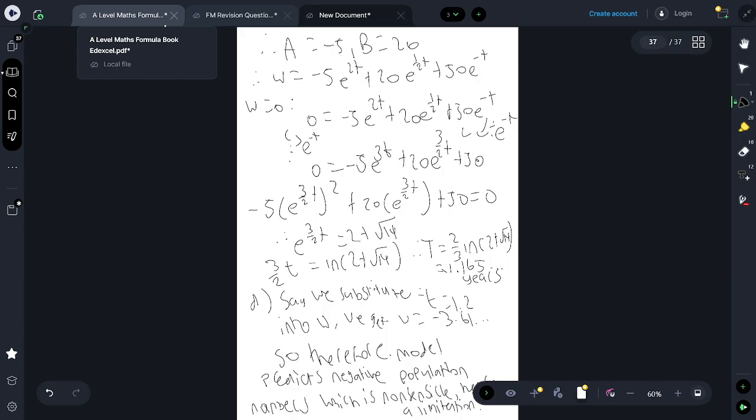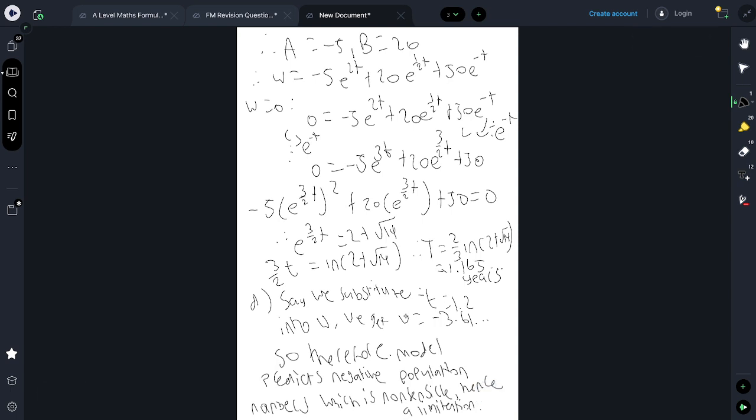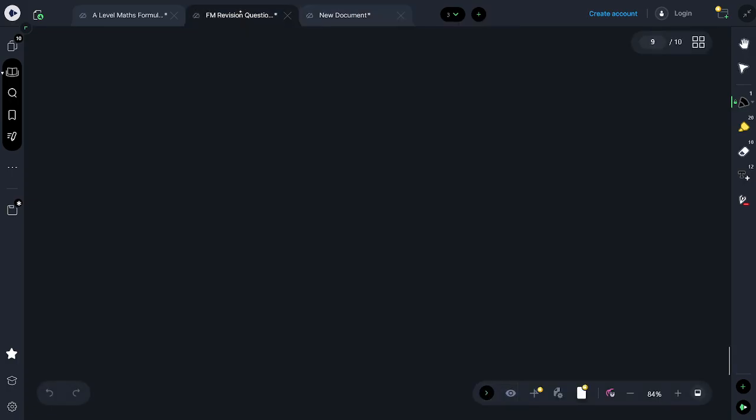When the white crayfish has died out, the model will no longer be valid. So yeah, when t is bigger than this 1.165, then apparently the model goes into a negative. So apparently you get negative volume amounts. Anyway, that's the whole paper done. There we go. We got there. I am going to leave that there.